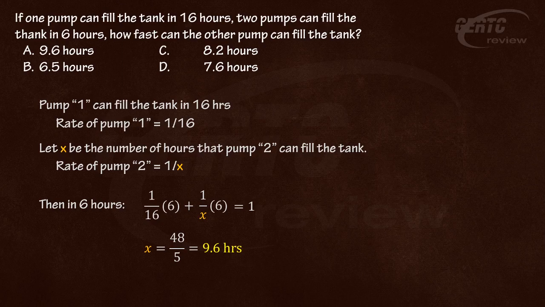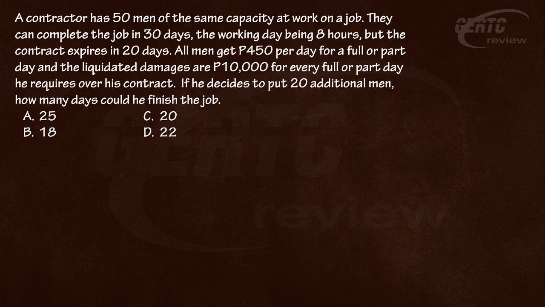Alright, so let's have one more example. This time, medyo iba to. Work problem pa rin. Past board exam, recent board exam. Okay? Ito. A contractor has 50 men of the same capacity at work on a job. They can complete the job in 30 days. The working day being 8 hours, but the contract expires in 20 days.